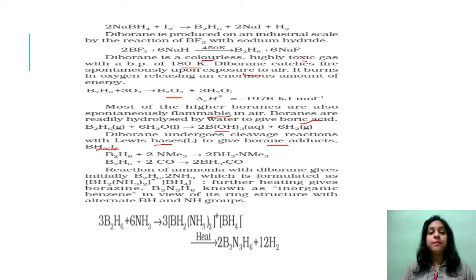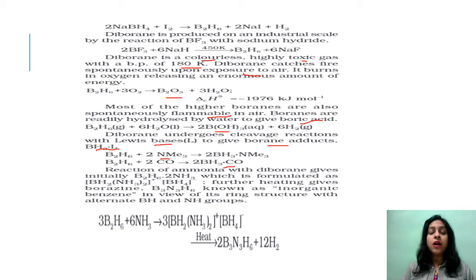जैसे अगर हम ट्राइमिथाइल अमीन के साथ रिएक्ट कर रहे हैं, सो इट विल गिव BH3.NMe3. ठीक है, ये बनाएगा. और ऐसे ही अगर कार्बन मोनोऑक्साइड के साथ कर रहा है तो BH3.CO बनाएगा. So these are the different adducts it is forming.